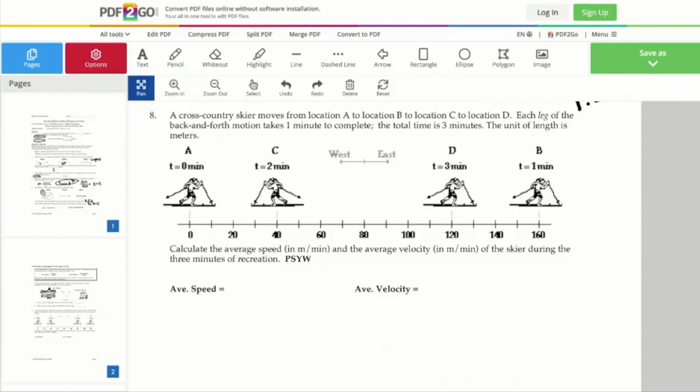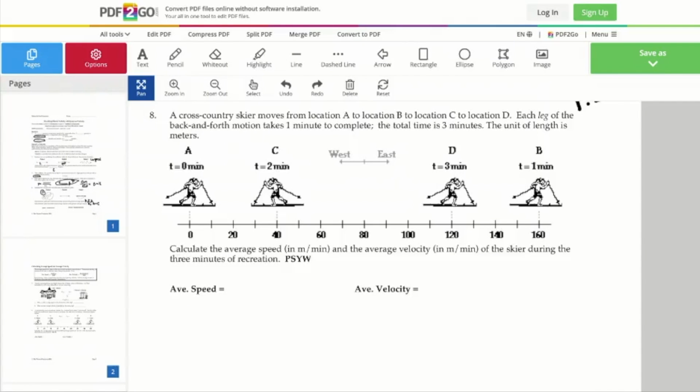Yeah, so a cross-country skier moves from location A to location B, to location C to location D. Each leg of the back and forth motion takes 1 minute to complete. The total time is 3 minutes. The unit of length is meters. Calculate the average speed in meters per minute and the average velocity in meters per minute of the skier during 3 minutes of recreation. So the thing we need to find here is average speed.